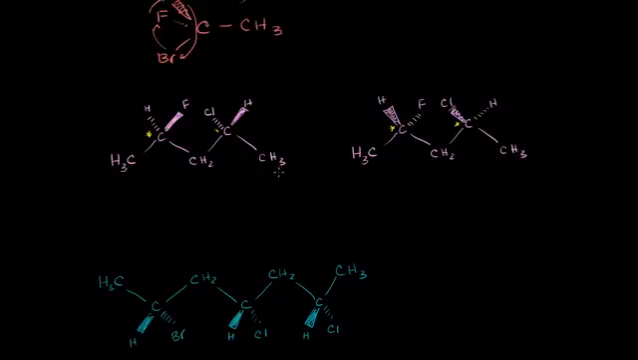So these look like the same molecule, but the bonding is a little bit different. Over here on the one on the left, the hydrogen goes in the back, and over here the hydrogen's in the front. And over here the chlorine's in back, and over here the chlorine's in front. So these look like stereoisomers.